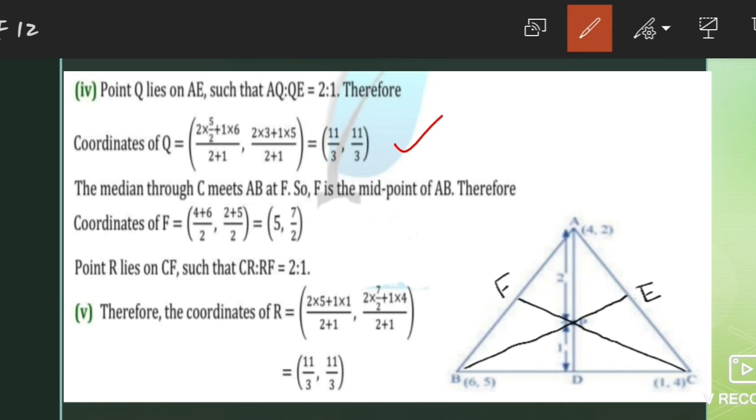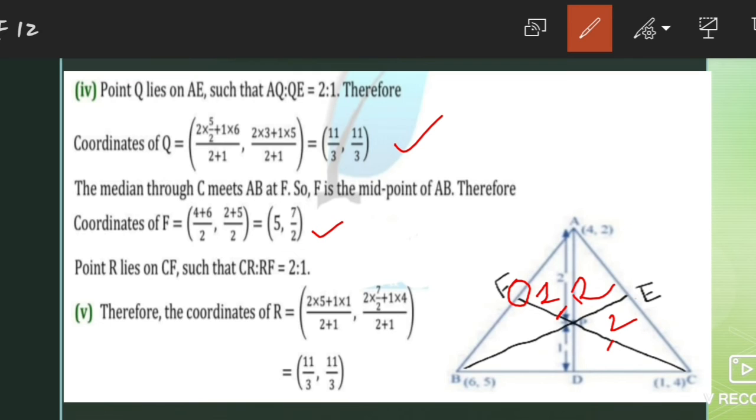Similarly, suppose I am drawing this CF line, and suppose there is another point R on the CF line, and R divides CF in a 2:1 ratio. Then what will be the coordinate of R? First of all I have to find the coordinate of F. Again F is the midpoint of AB, so from the midpoint section formula I am evaluating the coordinate of F, that is 5, 7/2.